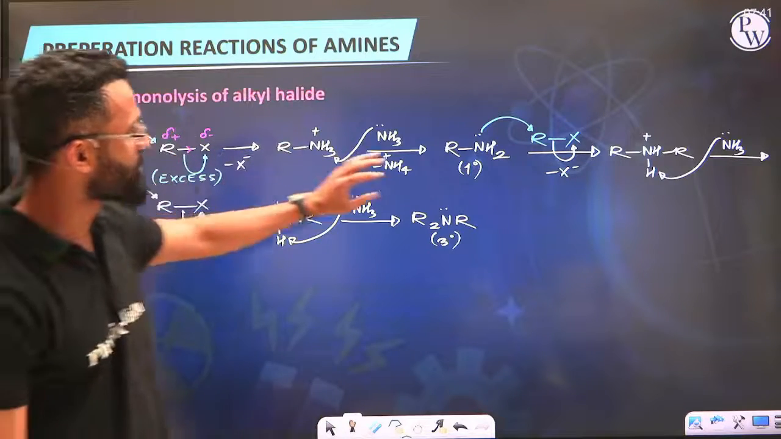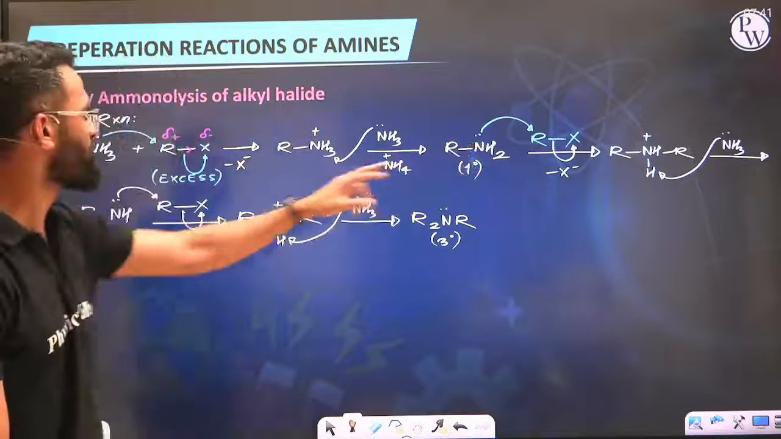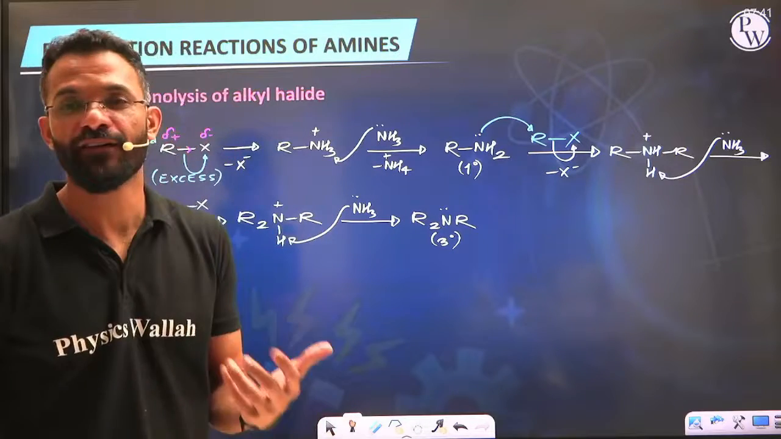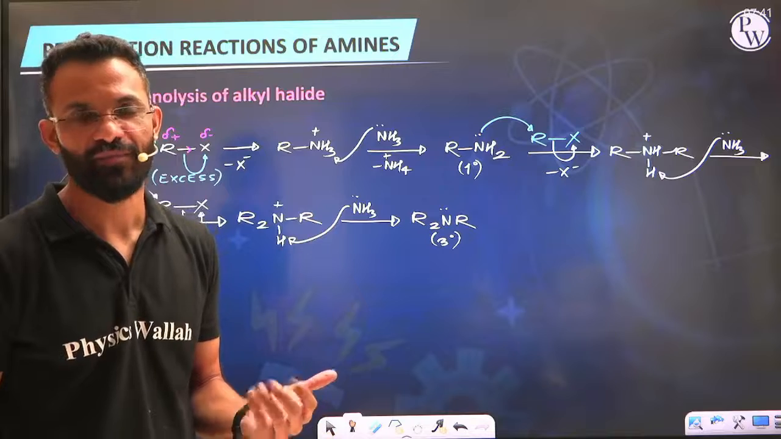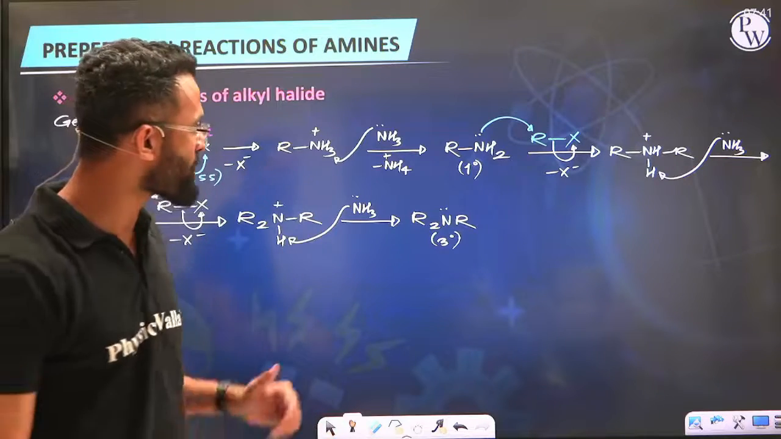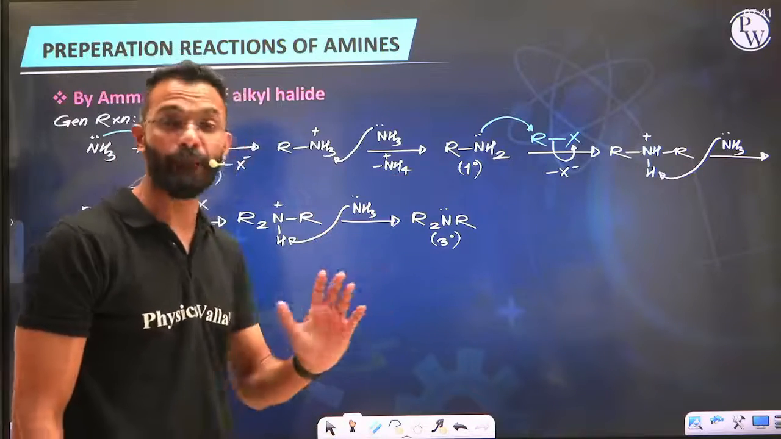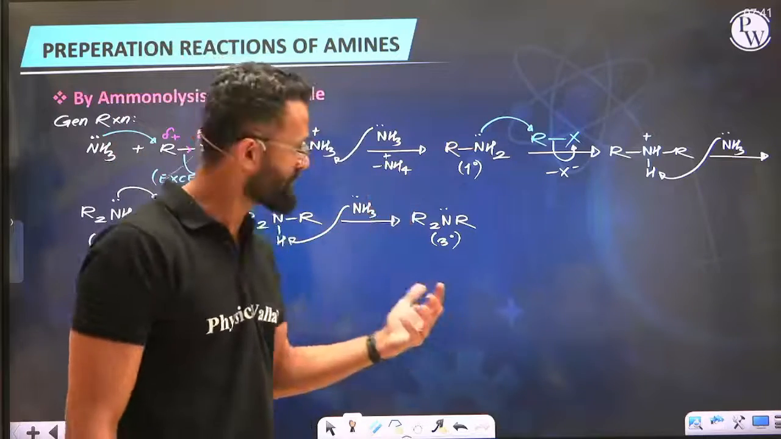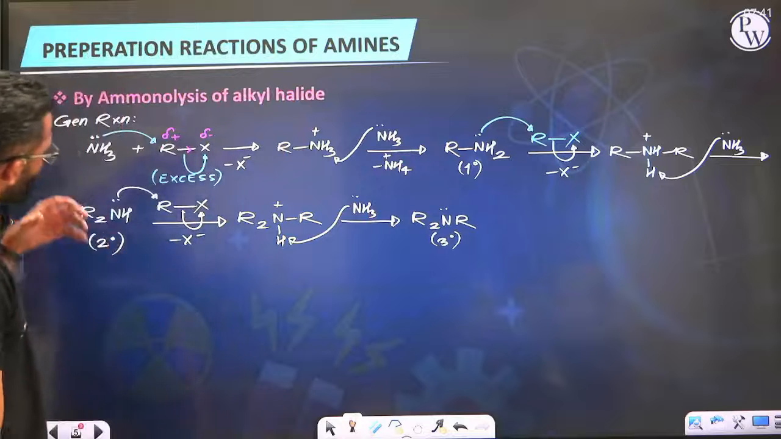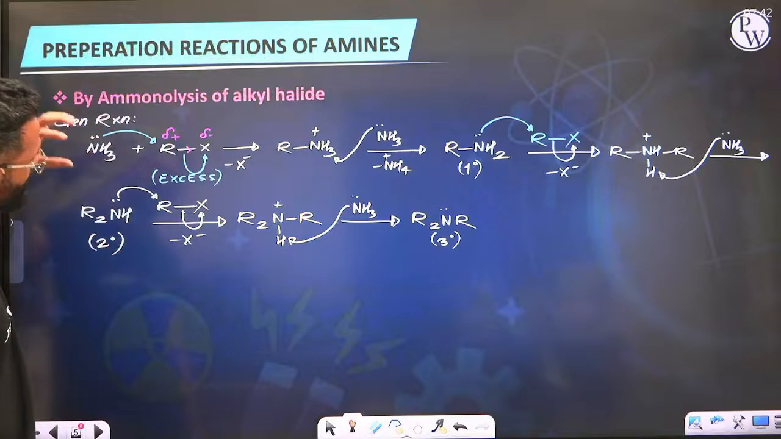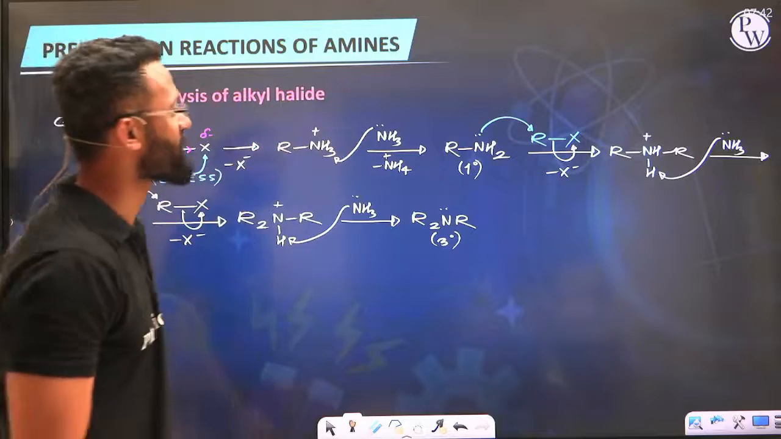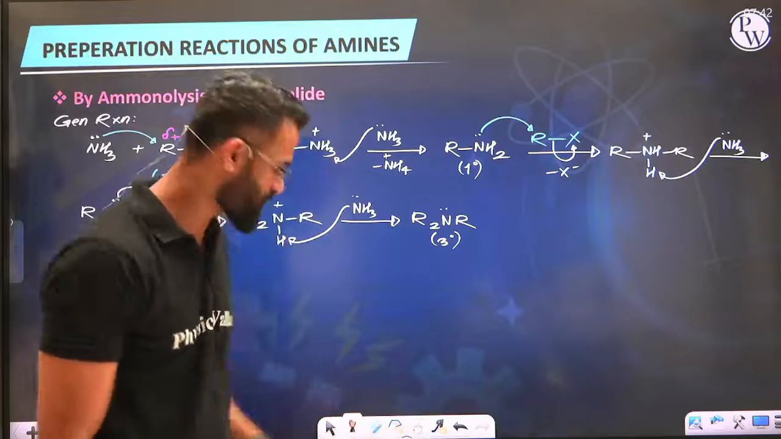So if you see this overall process, when ammonia is treated with excess of alkyl halide, we are not just getting primary amine, we are getting a mixture of primary, secondary and tertiary amine. Hence this method is not really preferred for the formation of primary amine. However, if we intend to prepare primary amine as a major product, what we can do is take excess amount of ammonia and limited amount of alkyl halide, so that the possibility of getting primary amine as a major product will be more.